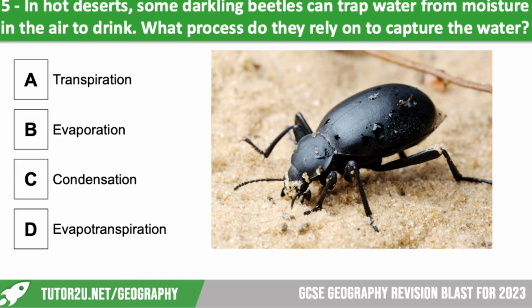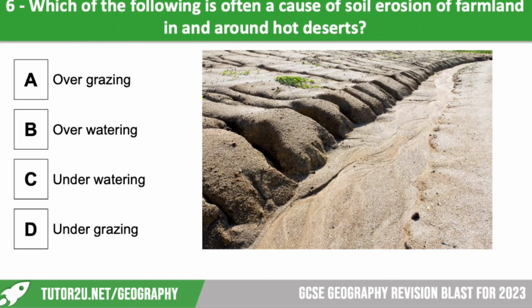Okay, number 5. In hot deserts, some darkling beetles can trap moisture in the air to drink. What process do they rely on to capture the water? Is it A, transpiration, B, evaporation, C, condensation, or is it D, evapotranspiration? Okay, let's reveal the answer. It is condensation.